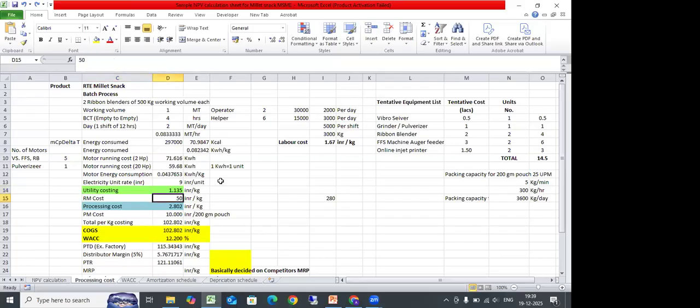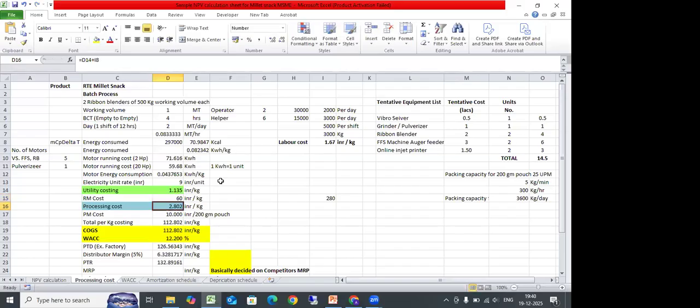Now appraise me what should be the RM cost for a millet. Give me a rough figure, to the best of your knowledge. I've taken 50. What will be the total RM cost for millet manufacturing? What is the cost of ragi you are getting in South, in Karnataka? 60 rupees per kg, I suppose. So I will take it as 60 instead of 50.